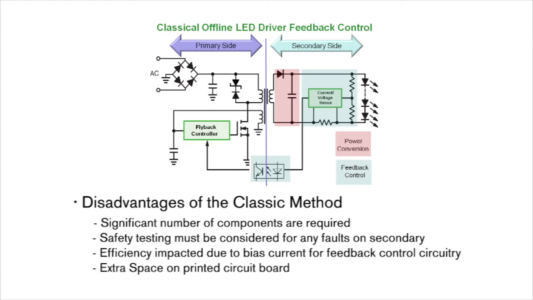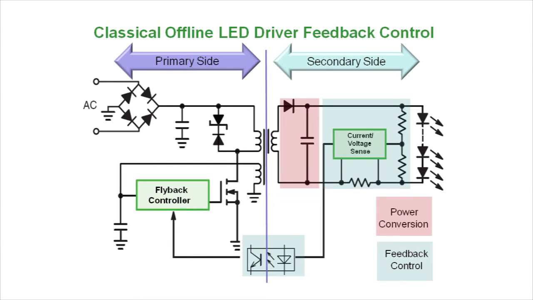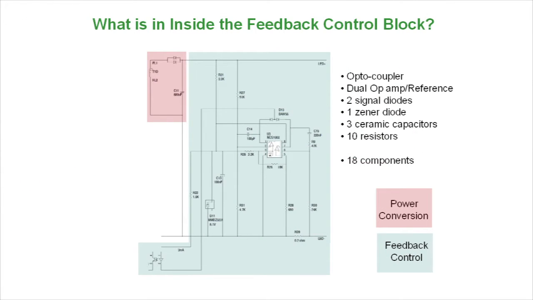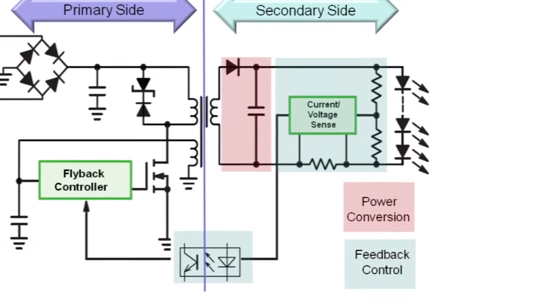Conversely, there are some disadvantages. The control circuitry on the secondary side consumes power, so it reduces the efficiency since this power is not converted into light. In addition, the componentry takes up room on the printed circuit board and adds cost. And lastly, if any component fails on the secondary side, the driver must still be designed to fail safely.